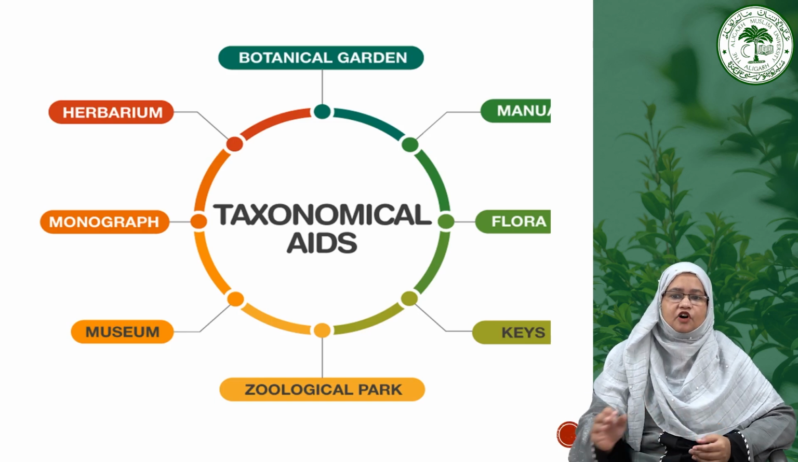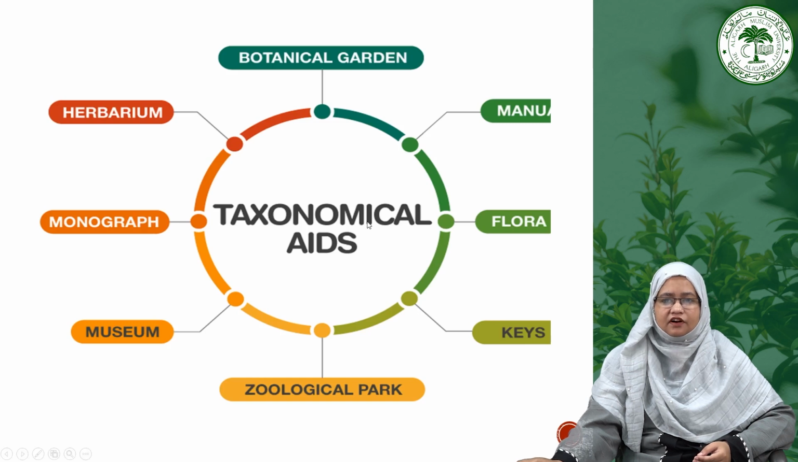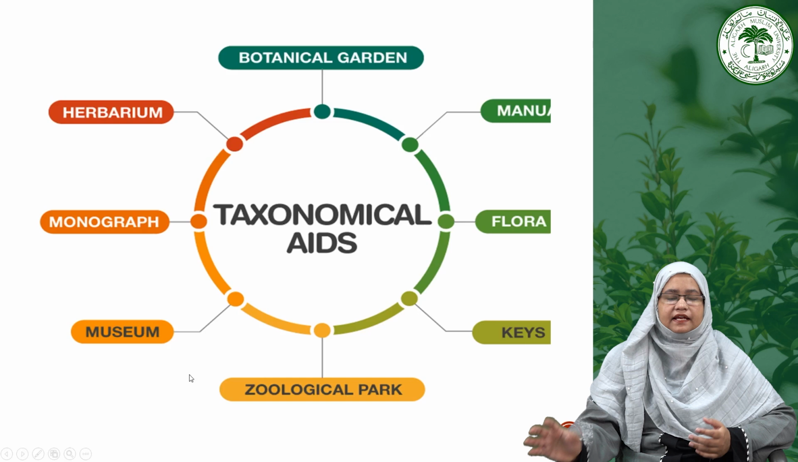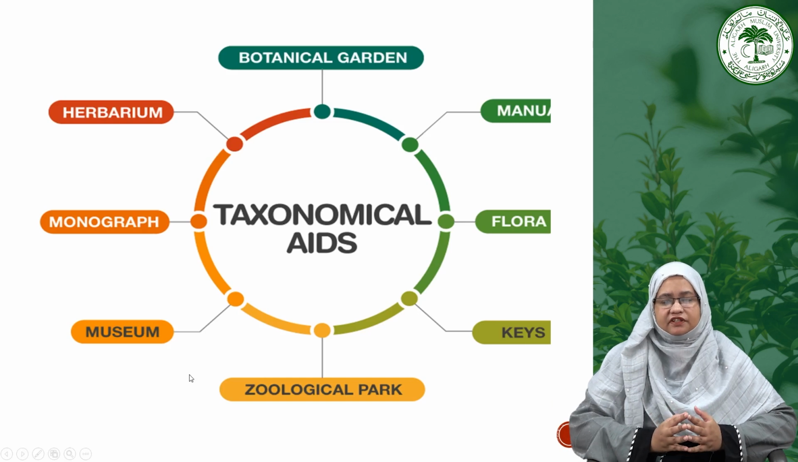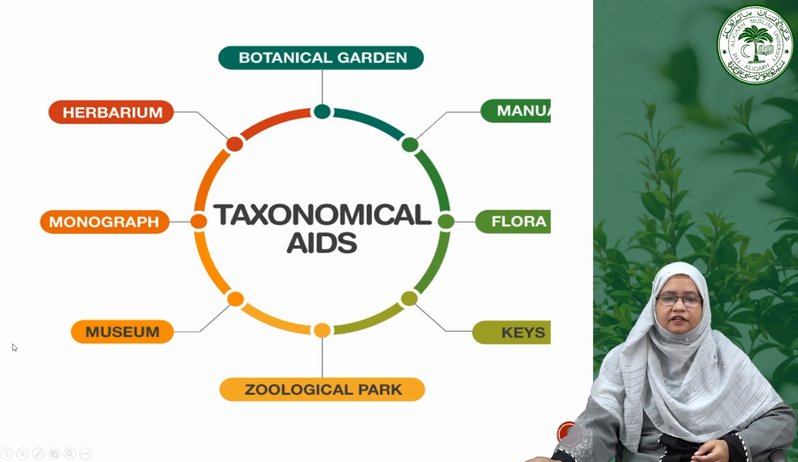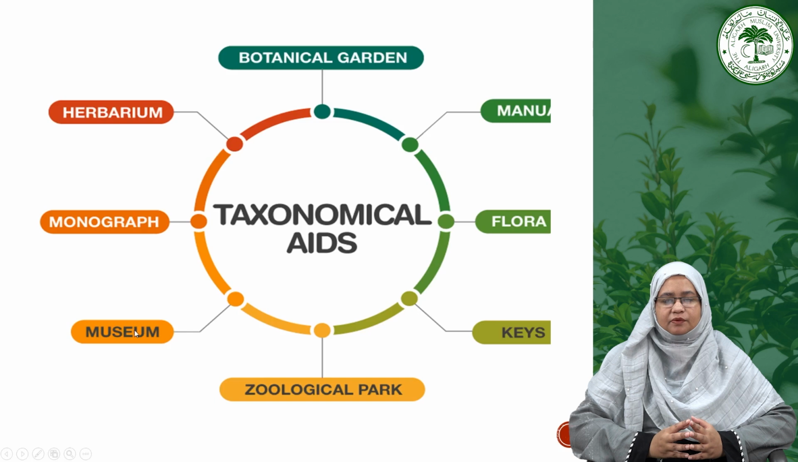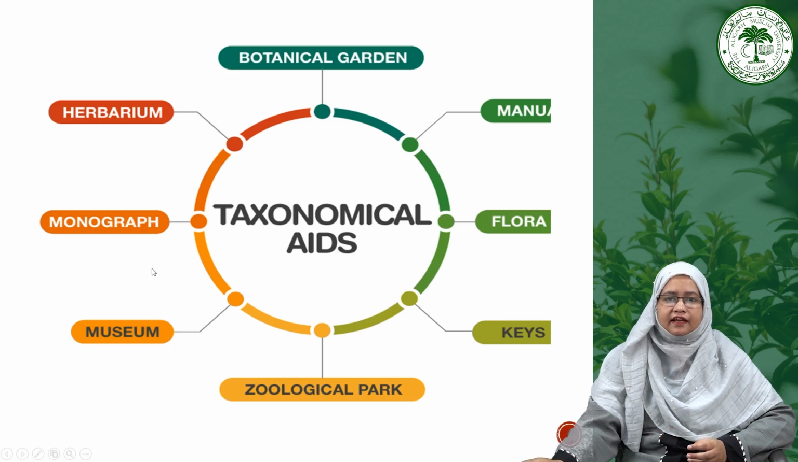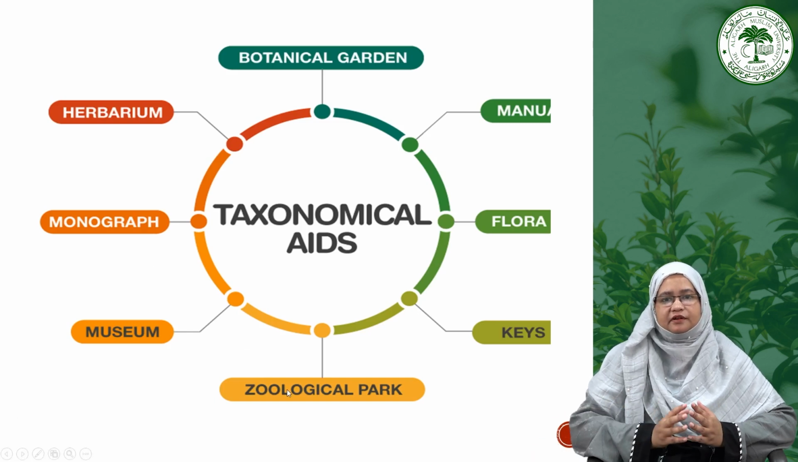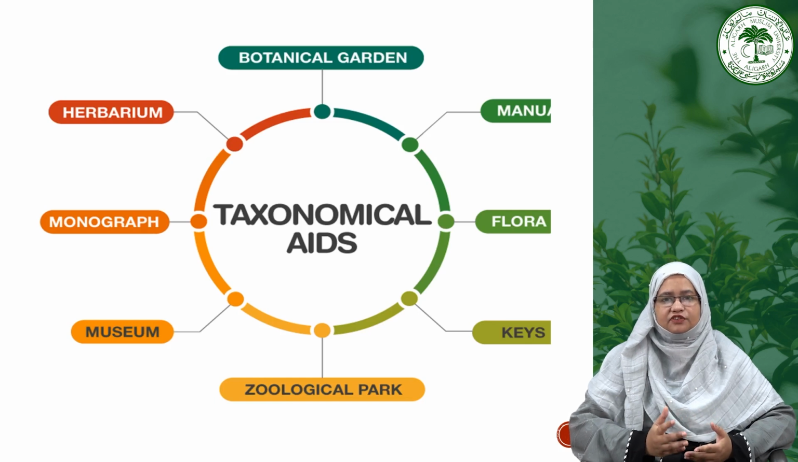Then there is documentation in the form of floras, monographs, and manuals. Then in every department or institution there is a museum that also works as a taxonomic tool. In animal sciences, like the botanical garden in botany, there is a zoological park, which also serves as a taxonomic tool.